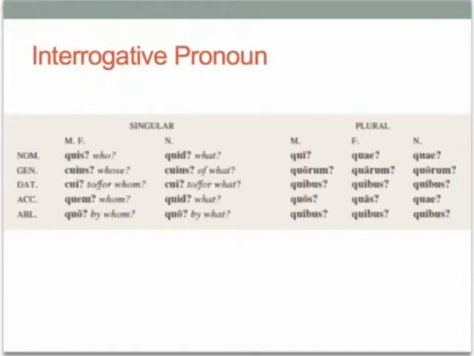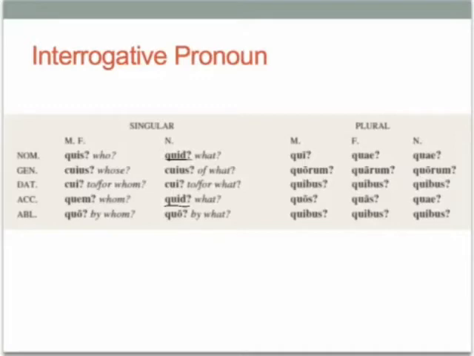The interrogative pronoun, like who is standing there, what's going on, has only a masculine and feminine that share one form, and then the neuter is another form. So it's quis, quid, and then cuius, cuius, cui, cui, quem, quid, and quo, quo. So notice the quid is different than the quod for the adjective and the relative pronoun.